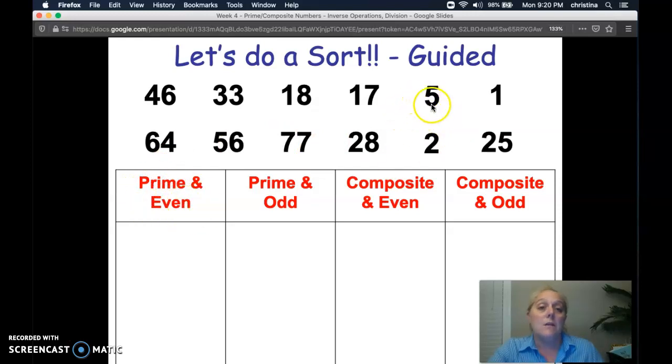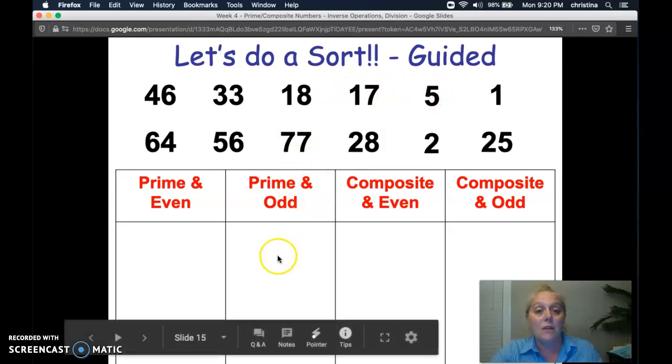Okay, so if we look at 17 and 5, 17 and 5 are considered our prime and odd numbers because those 2 numbers have exactly 2 factors. You can only multiply 1 times 5 to get 5 or 1 times 17 to get 17. So 17 and 5 would go over here.